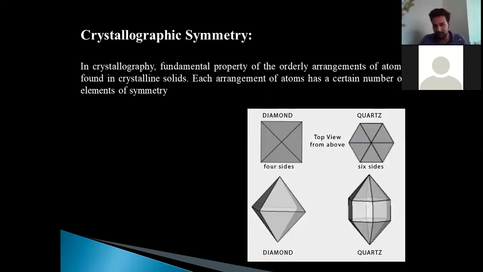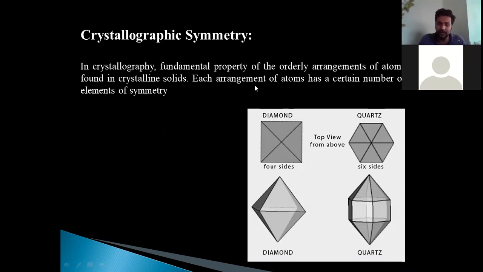So what is crystallographic symmetry? In crystallography, it is a fundamental property of the orderly arrangement of atoms found in crystalline solids. Each arrangement of atoms has a certain number of elements of symmetry. If we go back to the definition of mineral, we have seen that minerals are naturally occurring inorganic substances with a definite atomic structure. When we say that the atomic structure of the crystals is definite, that means their arrangements are in an orderly manner. All atoms and molecules belonging to that crystal are arranged orderly.